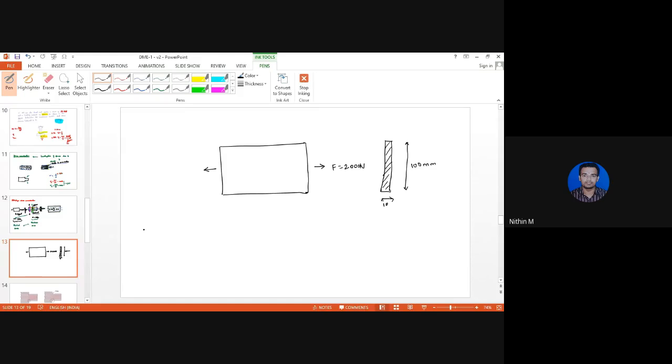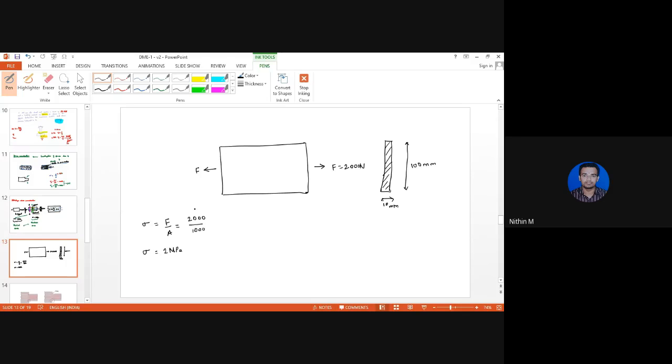Now, what will be the stress induced? Sigma is equal to F by A. Now, what is the area of cross section? The cross sectional area is 100 into 10, which is 1000 millimeter square. So thereby, this is 2000 divided by 1000. The stress induced here is 2 MPa. Correct?